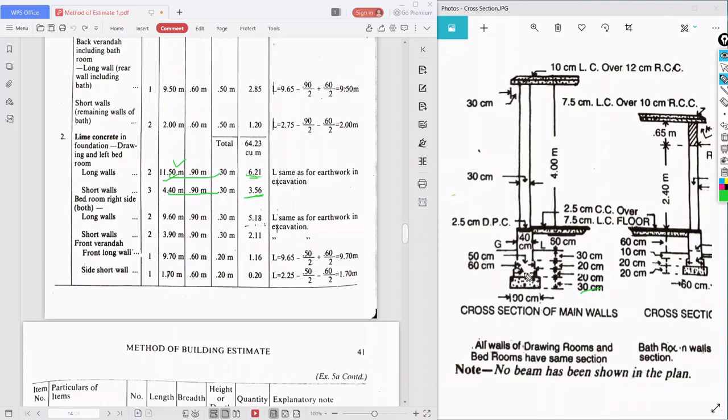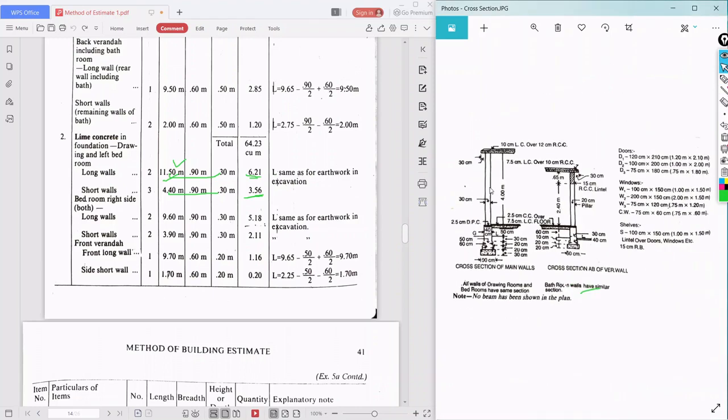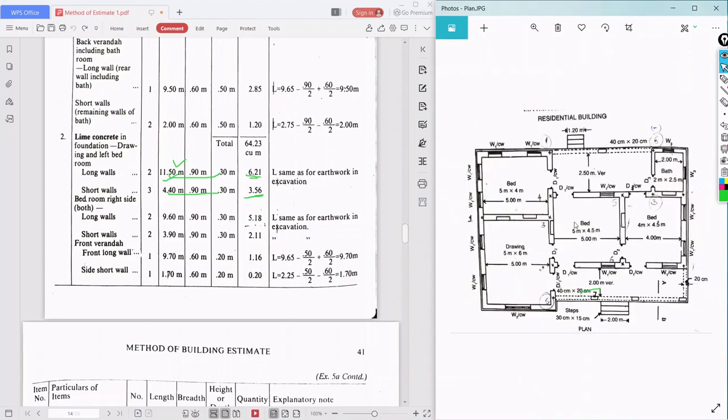In the same way we'll go for the bedroom right side. Keep in mind the height is 30 centimeter, and the section for the veranda wall is 20 centimeter. I'll go to the plan drawing. So what we have done is filled it with lime concrete. This one is over, this one is over, this one is over, and this one is over.